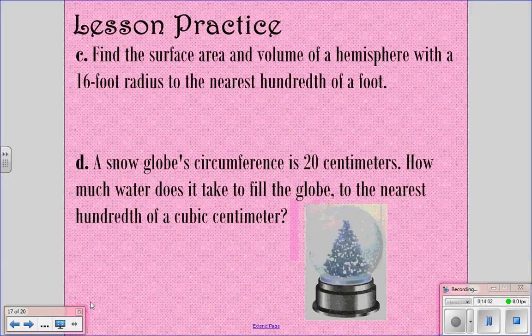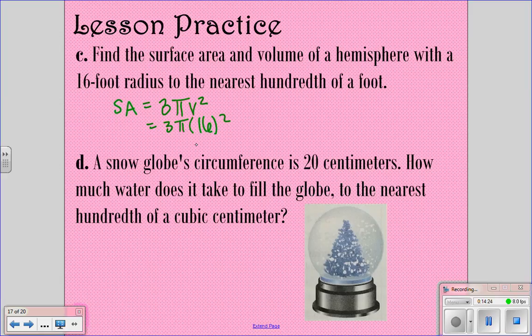Looking at the next 2 practice problems, y'all try these by yourself. So the surface area for a hemisphere, we're going to use our little formula that we found in the lesson, 3 pi r squared. So we're going to have 3 pi and then 16 squared. So 16 squared times 3 pi is going to be 2,412.74, and then we have feet squared.